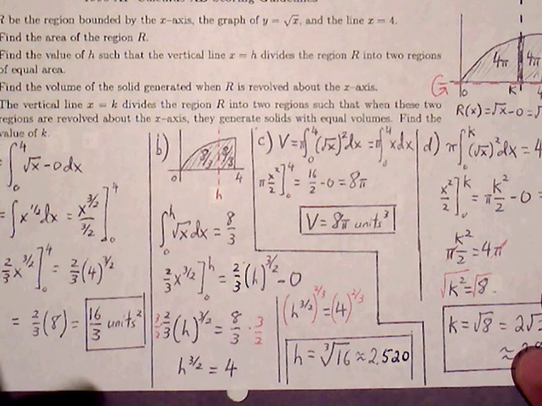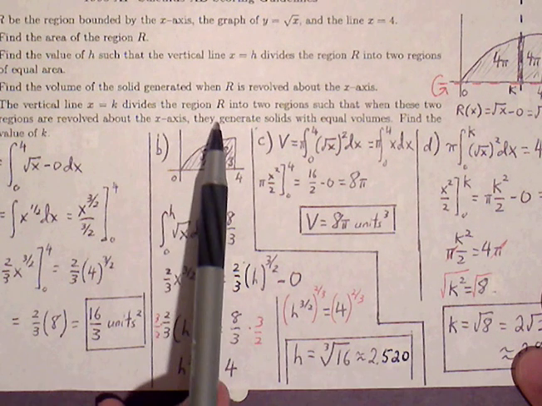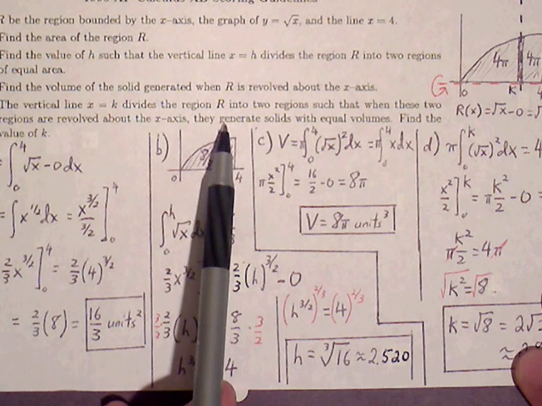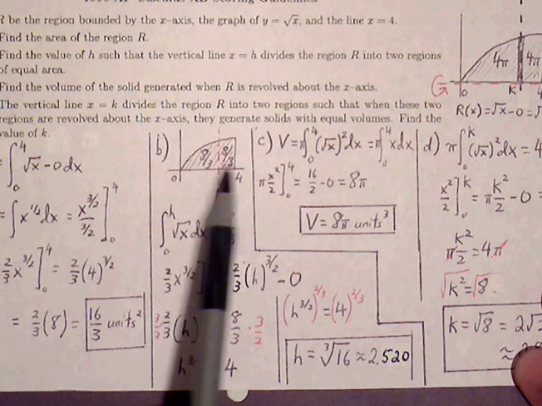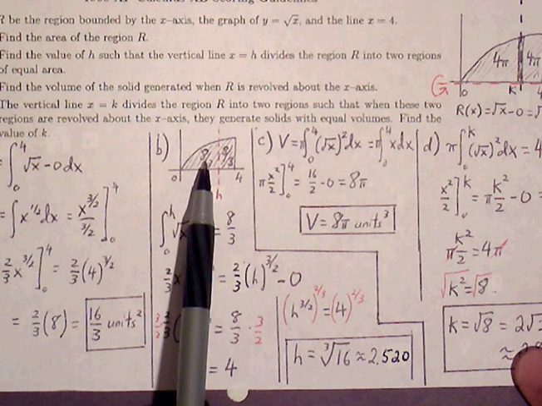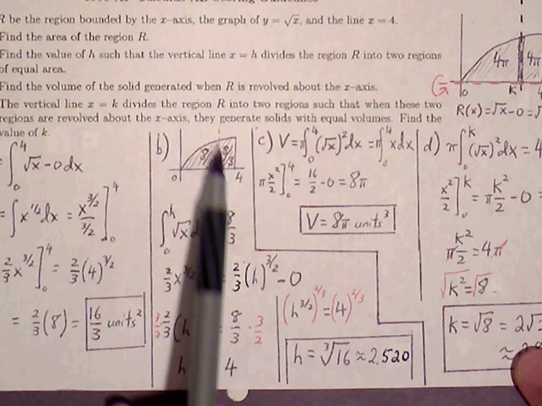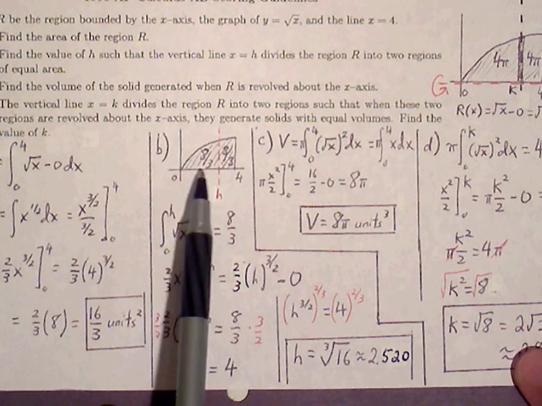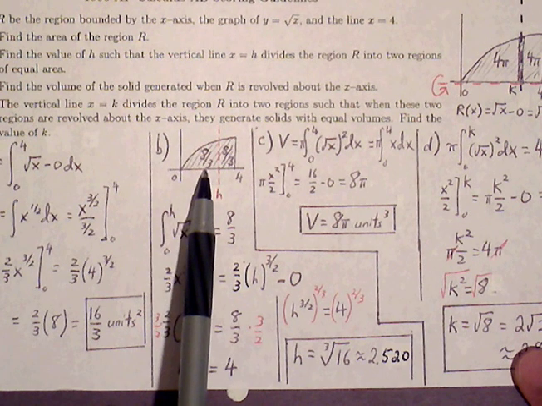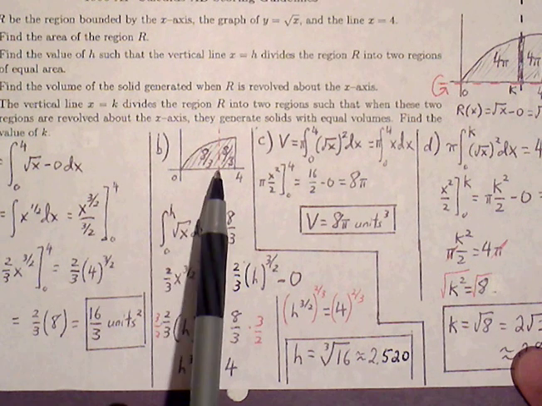So we can essentially just solve for this problem because it's saying find the value of h such that the vertical line x equals h splits the area in half. So if we want to find h, we can just find the definite integral from 0 to h for this region. And we know this region will give us the area of 8/3.